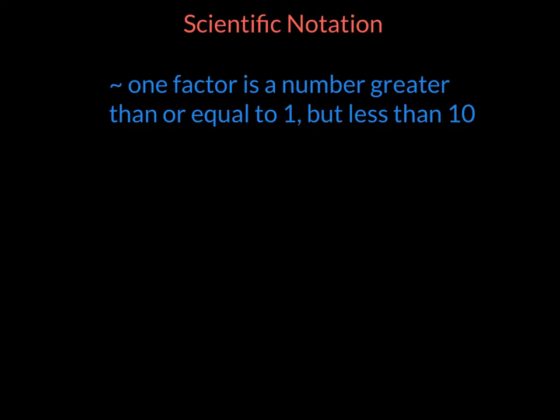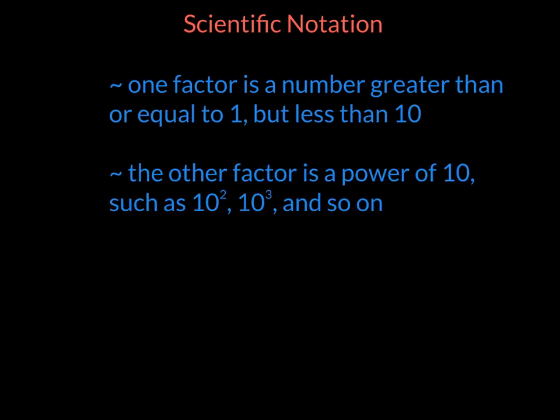Now let's take a look at today's lesson. Scientists use scientific notation as a more compact and useful way to write very large or very small numbers. The sun is about 93 million miles from Earth. To write the number in scientific notation, you can express it as a product of two factors. One factor is a number greater than or equal to 1 but less than 10, and the other factor is a power of 10, such as 10 squared, 10 to the third, and so on.